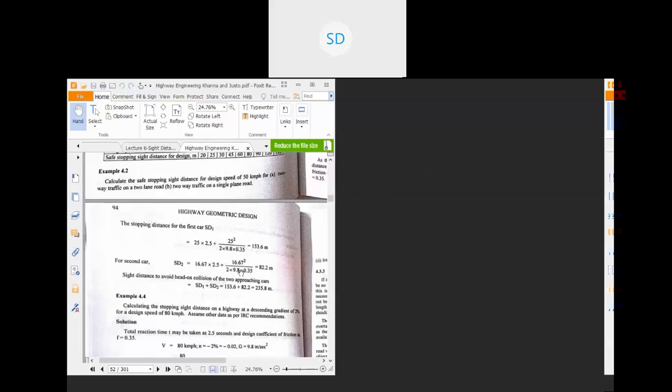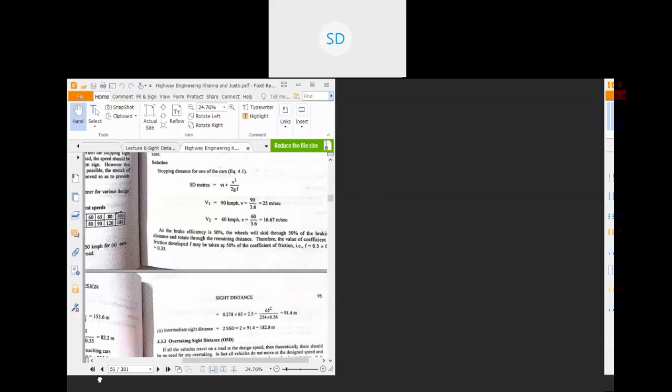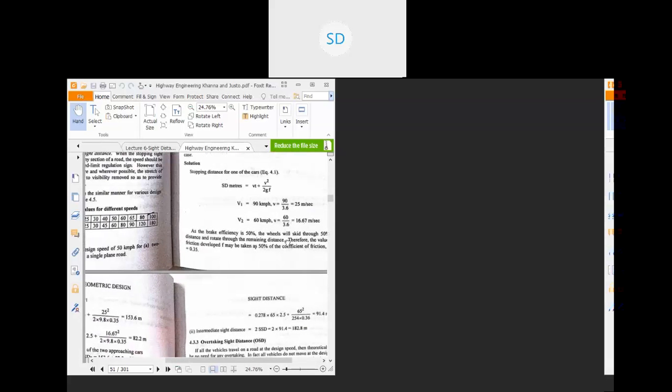See, I think you have made some calculation mistakes. First, convert the speed if you have used that formula. For 90 kilometer per hour, you will get this one, that is 153.6 meter.